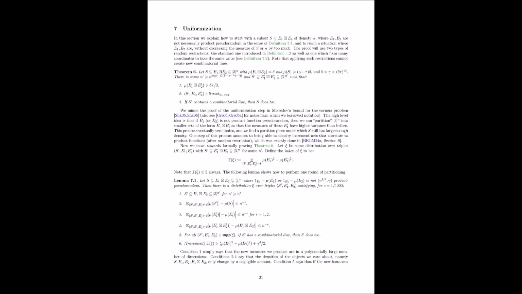Welcome back to our deep dive. We left off with the promise of a density increment strategy, ready to squeeze out those combinatorial lines. It all feels like we're about to witness a mathematical magic trick. It's more like a carefully choreographed dance where each move leads to the next. And a key part of that choreography is the uniformization process. Right, the smoothing out step.